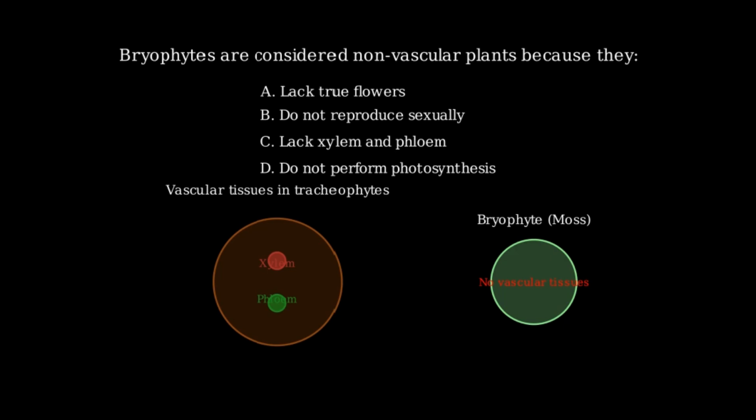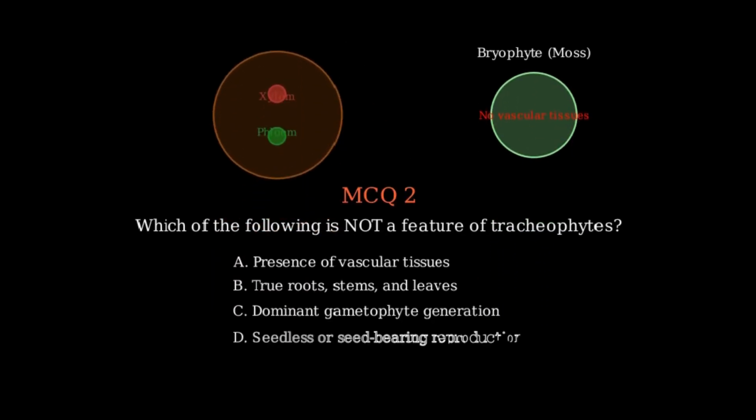So the correct answer is C, lack xylem and phloem. This is the fundamental characteristic that defines Bryophytes as non-vascular plants. Without these specialized transport tissues, Bryophytes must remain small and close to the ground, absorbing water and nutrients directly through their surfaces. Let's move on to our second MCQ.